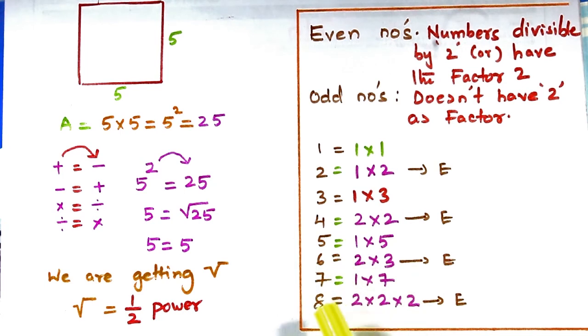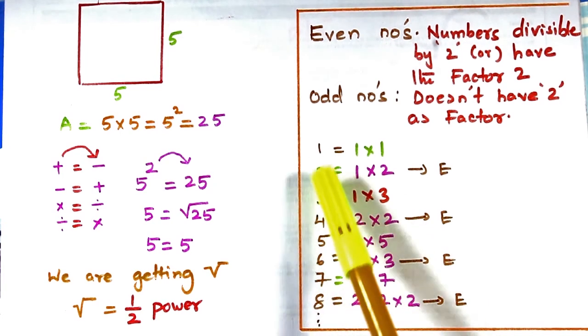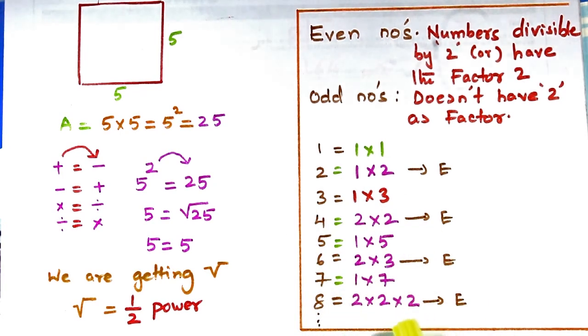We have expressed all the integers in the form of these prime factors. I'm not using any other number here except prime numbers. Prime numbers are numbers which are divisible only by itself and 1.